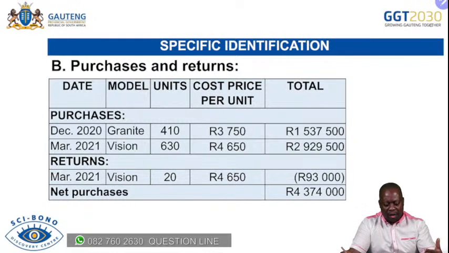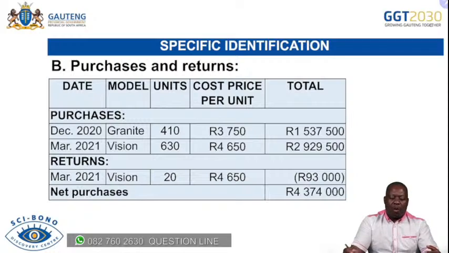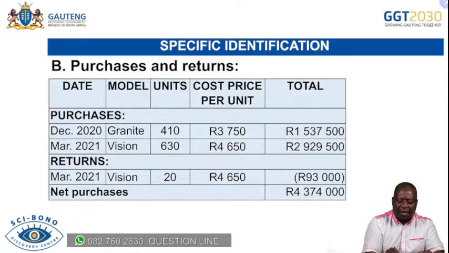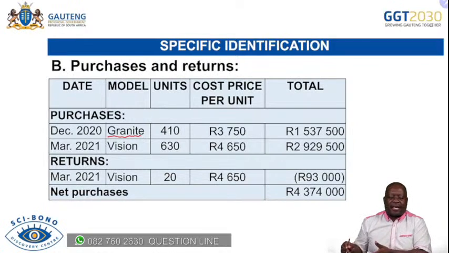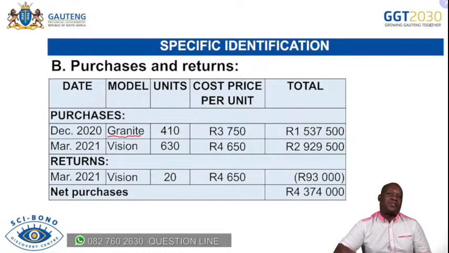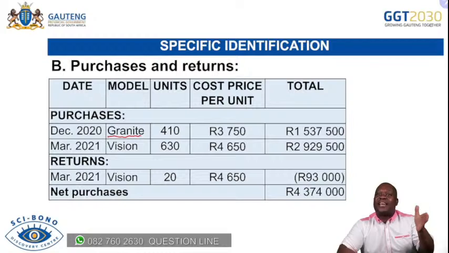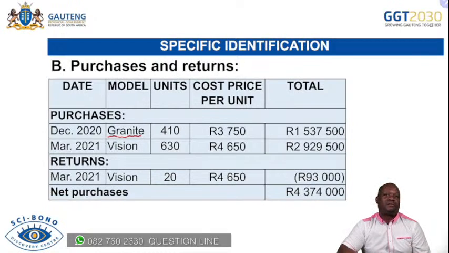Let's go to information B, purchases and returns. In December, we bought the Granite. Please take note of something here. We are not buying any more Lexus. Only the Granite have been bought. So it means the Lexus remains at 118. Are we together there? Hope we are.